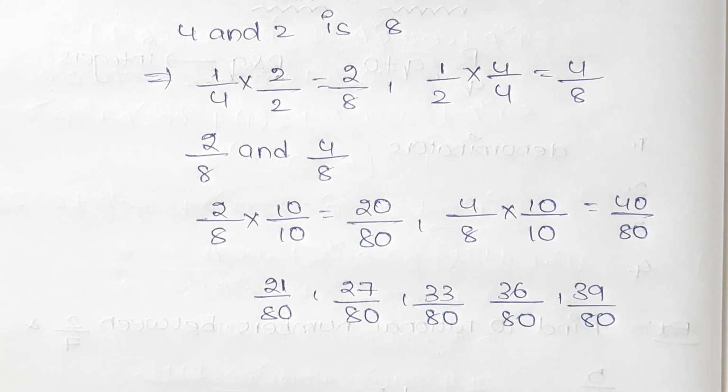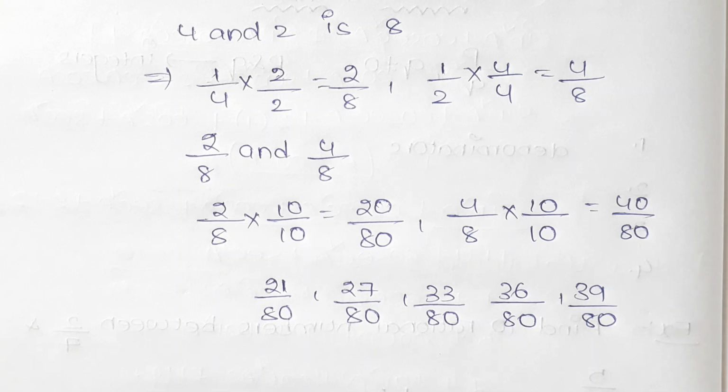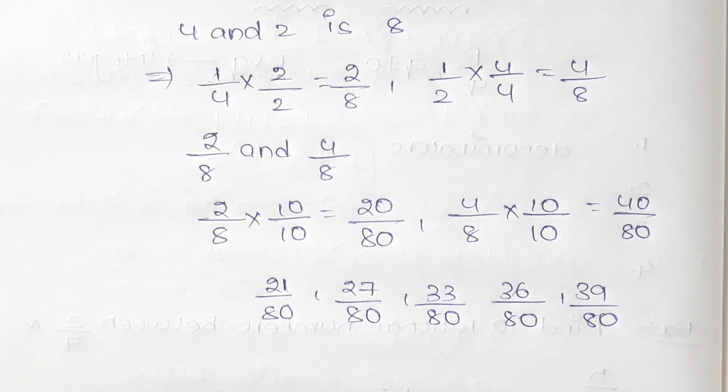This is the procedure to find the rational numbers in between two rational numbers of different denominators, and the procedure for the same denominators. Along with this, another procedure is given in the previous videos. I will give the link in the description. Please check it once. And this is about the rational numbers between two rational numbers.